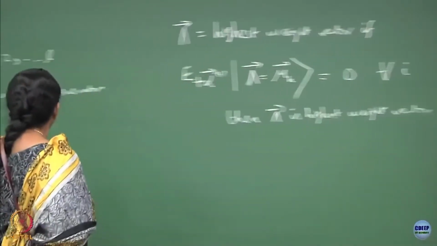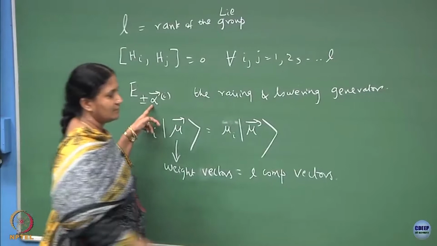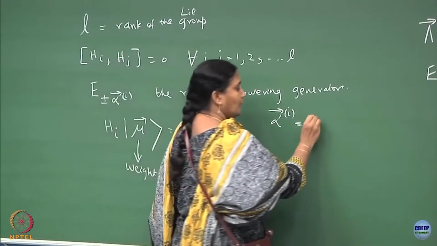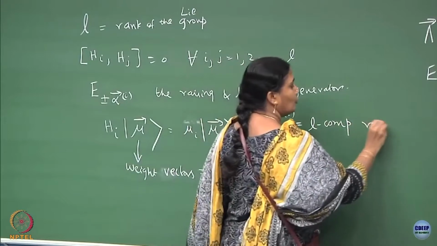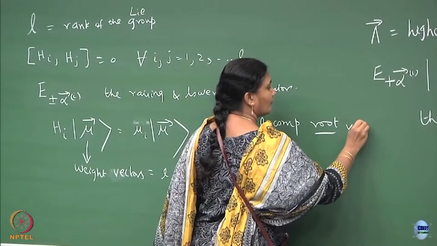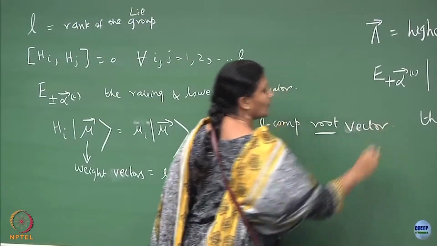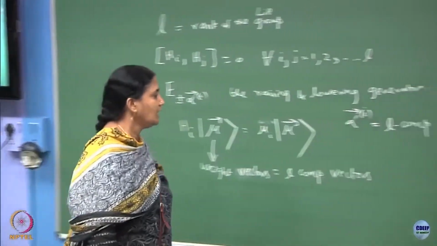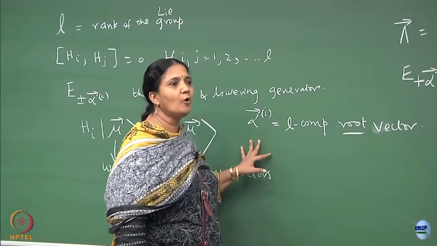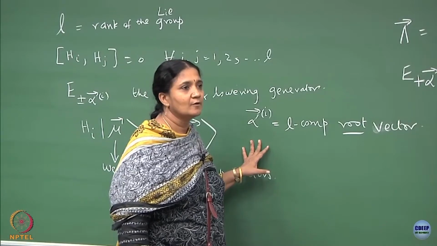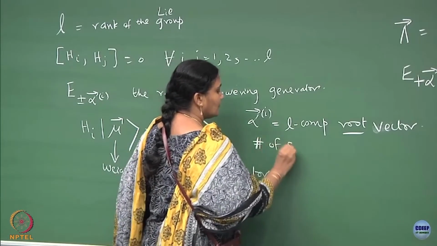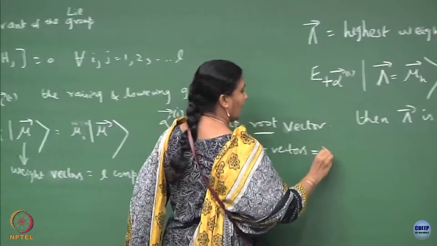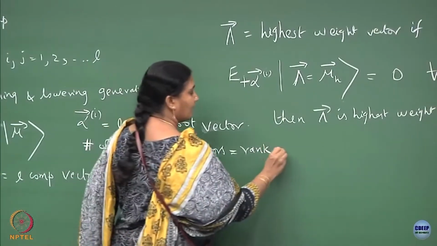okay. And incidentally, these alpha i's, they are also L component root vectors. Okay. These are L component root vectors, and we can have L number of simple roots. Okay. So, the number of simple roots is equal to the rank, which will be L. Okay.